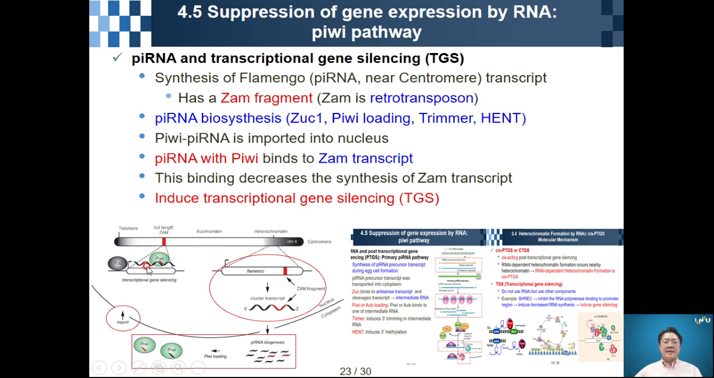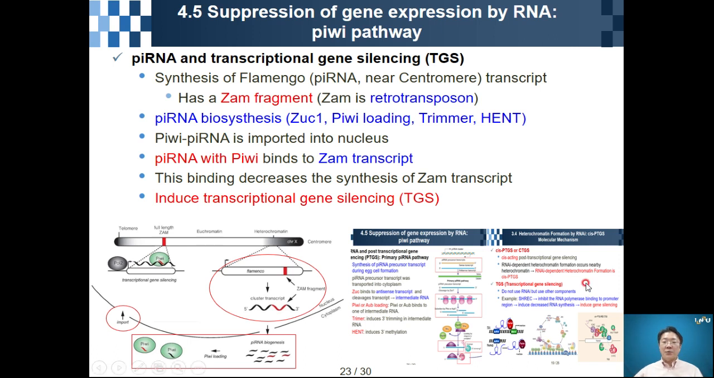Because the gypsy transcript is not synthesized, it induced transcriptional gene silencing. Maybe the possible reason is that the piRNA with PIWI binds to this region, so they will not be dissociated from this region. So maybe polymerase 2 cannot initiate the second round of transcription, and the third round cannot be initiated either.